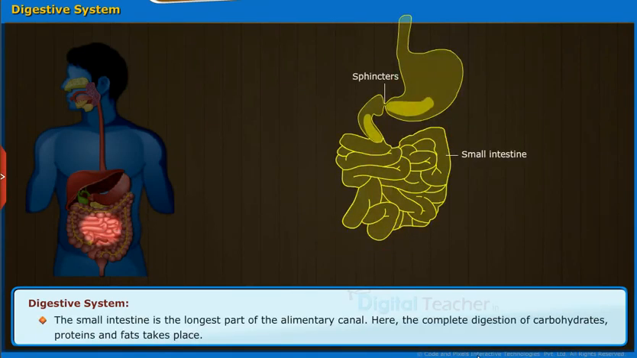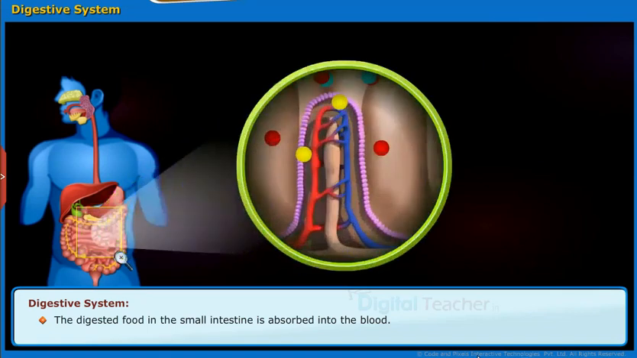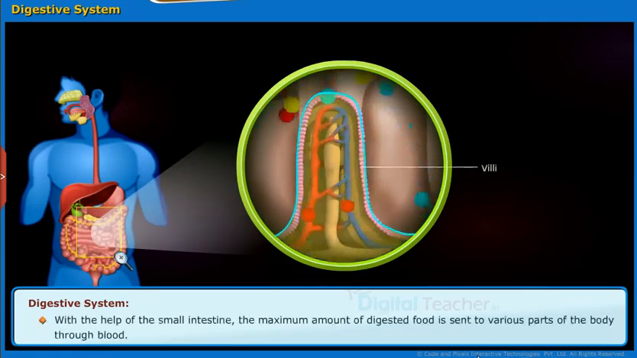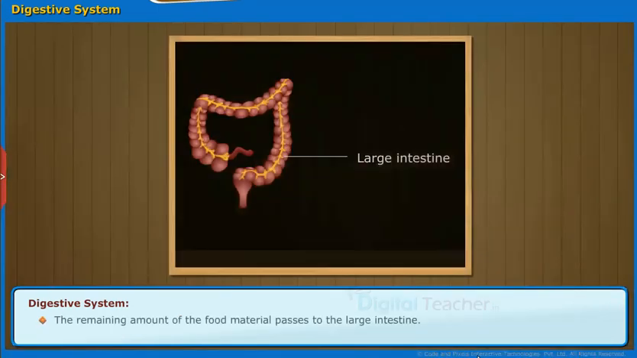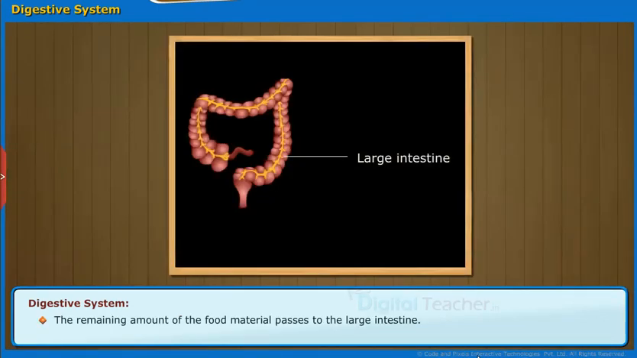The small intestine is the longest part of the alimentary canal. Here, complete digestion of carbohydrates, proteins, and fats takes place. The digested food in the small intestine is absorbed into the blood. With the help of small intestine, the maximum amount of digested food is sent to various parts of the body through blood. The remaining amount of the food material passes to the large intestine.